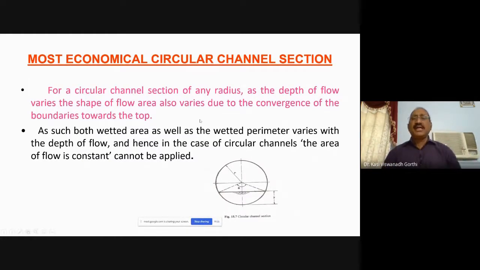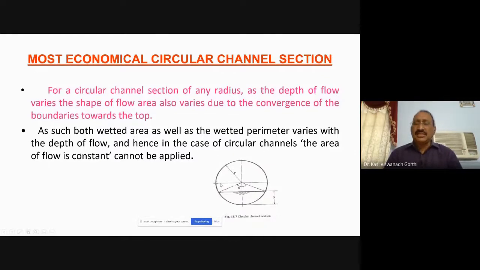So for a circular channel section of any radius, as the depth of flow varies, the shape of the flow area also varies due to the convergence of the boundaries towards the top. As such, both wetted area as well as wetted perimeter vary with the depth of flow. Hence, in the case of circular channels, we cannot apply the condition like area of flow is constant. A cannot be considered to be constant. Wetted area A cannot be considered to be constant in the case of circular channel sections.